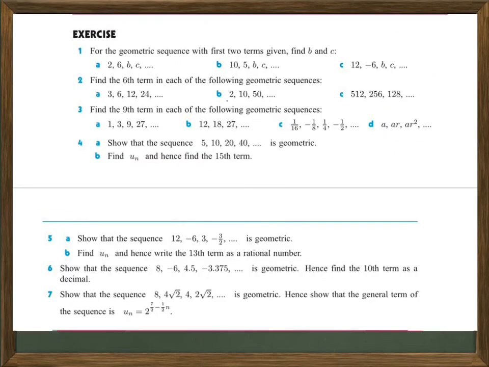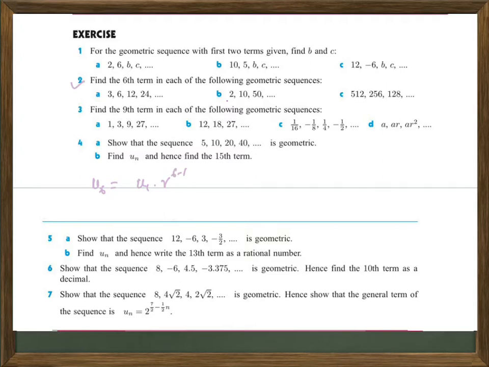Now here is some exercise. I will take one exercise. Find the sixth term in each of the following geometric progression series. How to find the sixth term? We know that un, the sixth term, equals u1 into r to the power 6 minus 1, right? That will be the sixth term.